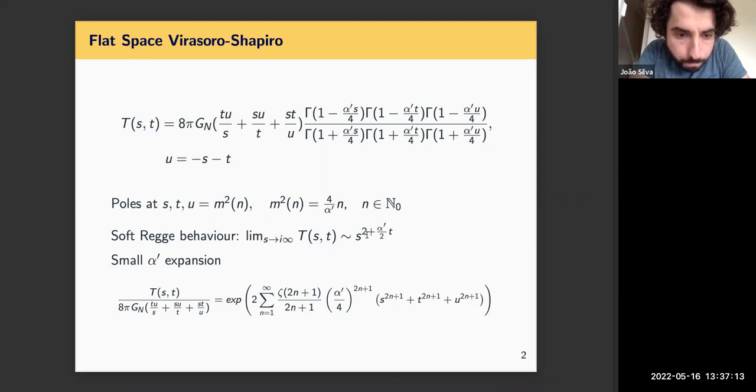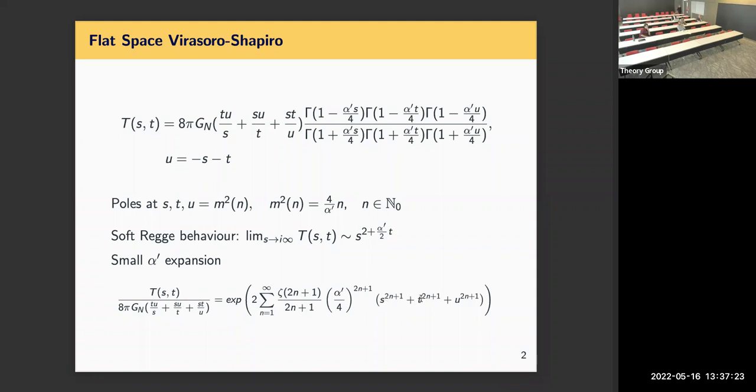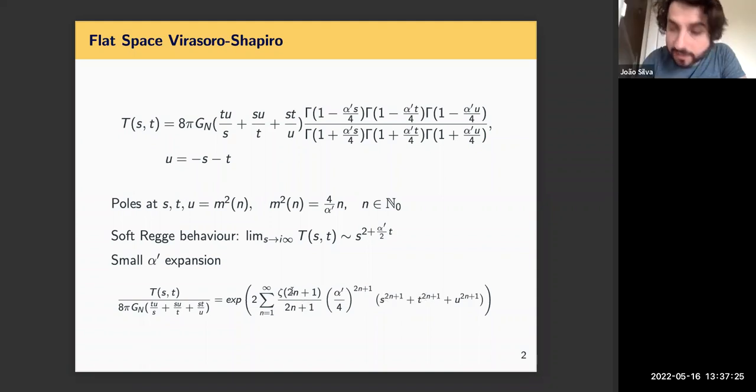Furthermore, it has this small alpha prime expansion. If we expand it at small alpha prime, it turns out that the coefficients multiplying the polynomials in s and t are zeta functions. It's another feature that we will see in AdS. Okay, so I just wanted to remind you of this.